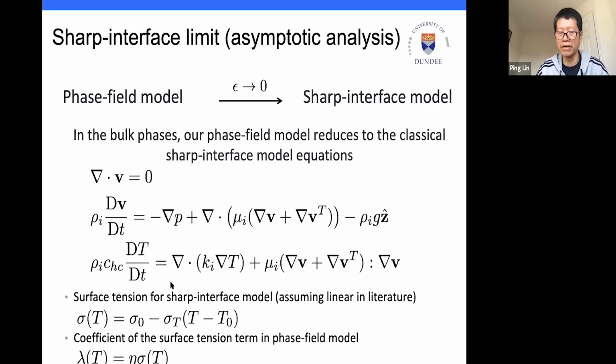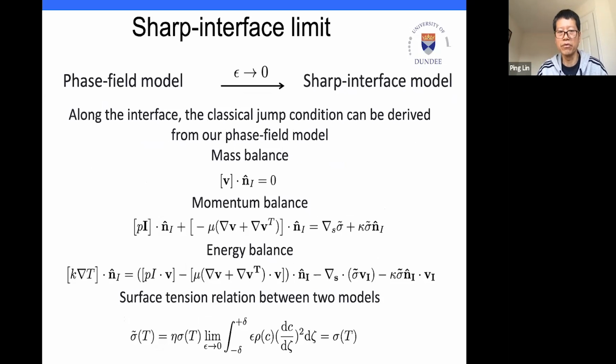Okay, by doing this limit, you can actually derive these interface conditions here, which you can compare with the sharp interface model. People derived the interface conditions before, but you can take the limit and reach the sharp interface conditions. You can compare with the existing ones. But this one is very rare, because we also consider temperature, and these interface conditions you never see in the literature. But we derive them through the limit from the phase field to the sharp interface model.